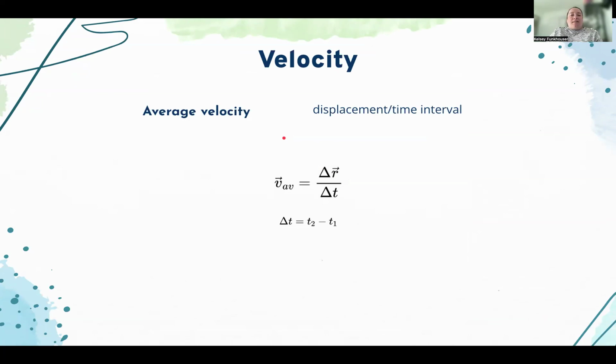Now let's talk about velocity, specifically average velocity first, which is the displacement, so what we just looked at, the change in position, divided by the time interval, which is the change in time instead. And time interval is a scalar. So the velocity vector points in the same direction as the displacement vector. For average velocity, it is the displacement divided by the time interval, and the time interval is given by the final time minus the initial time.